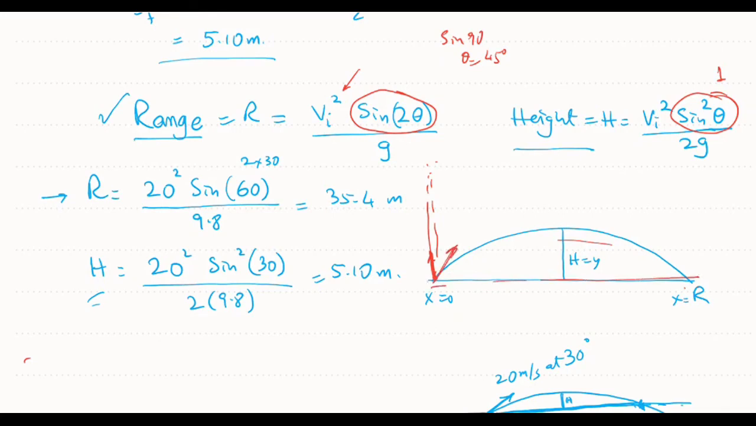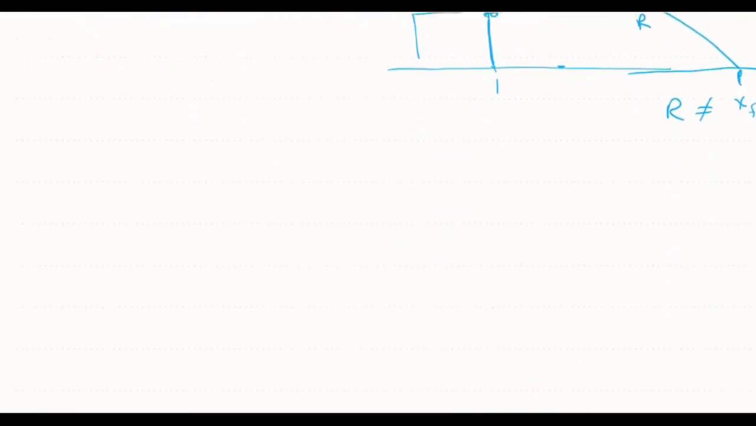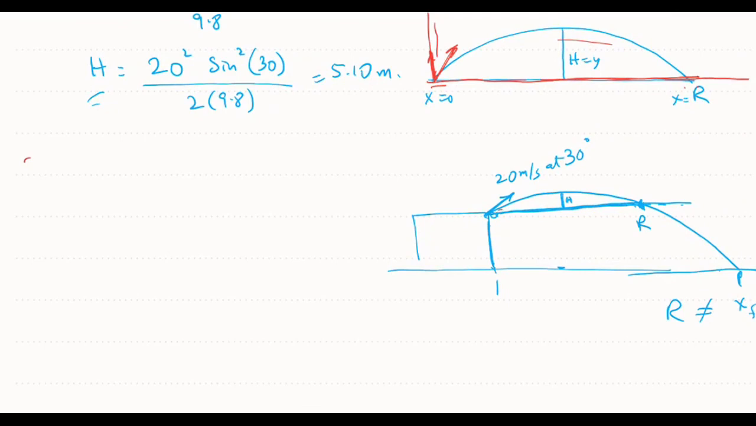Again, this is true only if it's on the ground level. For this case, the biggest distance is not at 45 degrees. It's going to be somewhat smaller than 45 degrees.